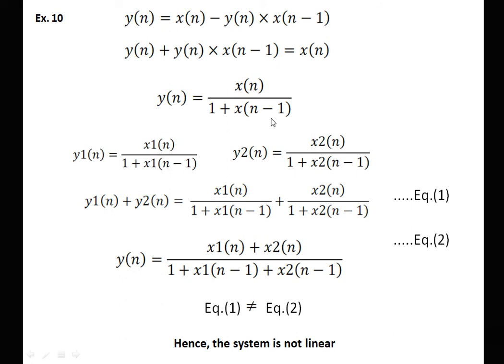First we apply the operation on the individual signals. Therefore, we will get y1n equal to x1n plus 1 plus x1n minus 1, and for y2n, x2n plus 1 plus x2n minus 1. When we add the two signals, we get this equation 1 as the answer. And for the second case, what do we do? We replace x by x1n plus x2n, and x by x1n plus 1 plus x1n minus 1 plus x2n minus 1. So this is the answer of the second equation, and we can see that equations 1 and 2 are not the same. Therefore, the system is not linear.